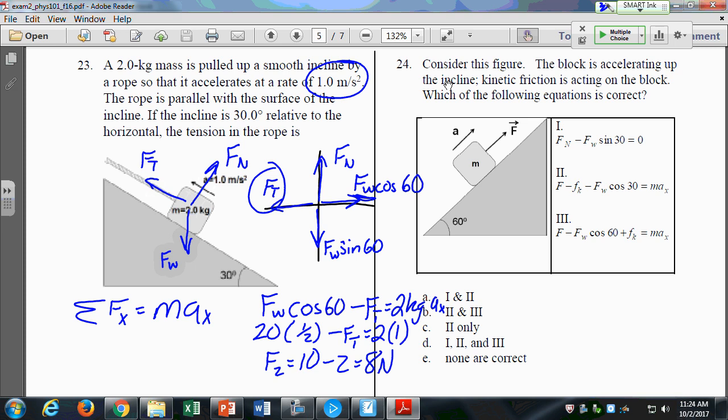Oh, you're right. It would be -1. Let's see, so how would that affect our problem? Yeah, it would be 12. I got it wrong, didn't I? See? You got to be careful.